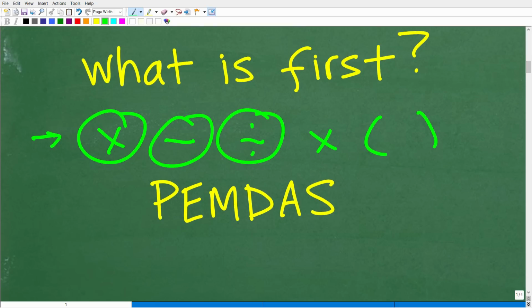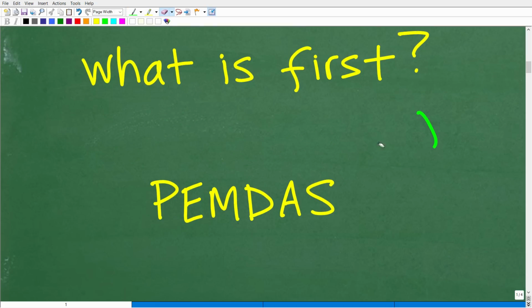So what is the correct order of operations? Let me introduce you to an acronym that most of you probably already know. It's called PEMDAS. And if you never heard of this, this is super important. Some of you may have learned this, but you may have used a different acronym.